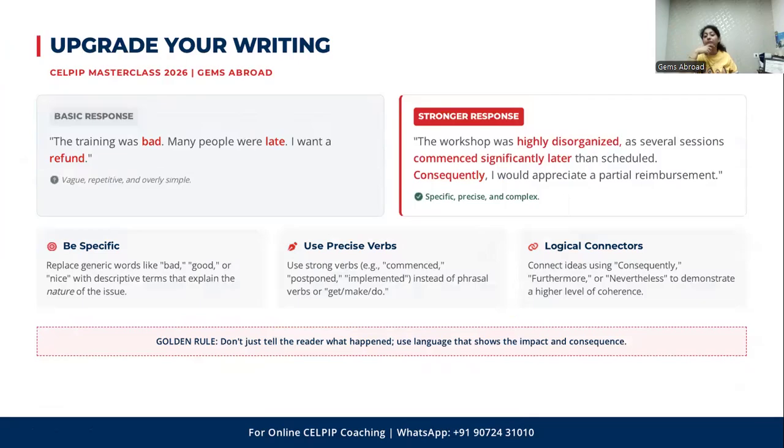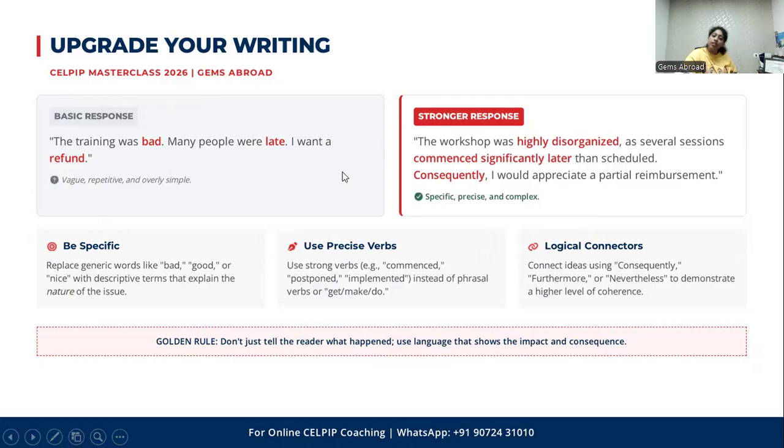Now let's move on to upgrade your writing. A basic response might say: The training was bad, many people were late, I want a refund. The problem is that this is vague and repetitive. And a stronger response: The workshop was highly disorganized as several sessions commenced significantly later than scheduled. Consequently, I would appreciate a partial reimbursement.